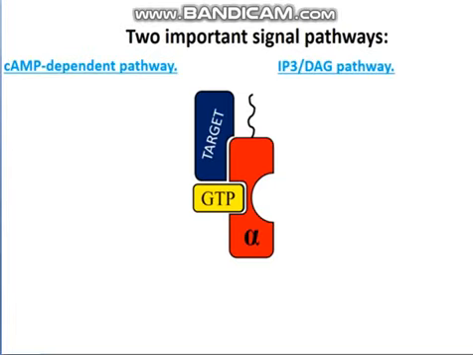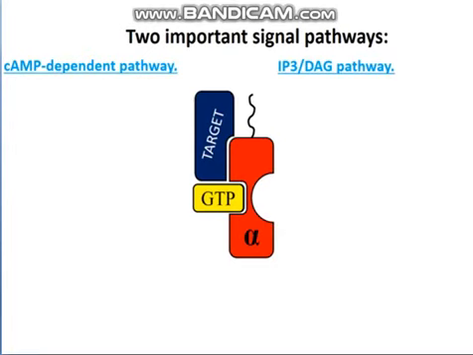So two important signal pathways. One is the cAMP, cyclic AMP. ATP, adenosine triphosphate, then adenosine diphosphate, ADP, and then adenosine monophosphate. This is the youngest sister of ATP. So cAMP stands for cyclic adenosine monophosphate dependent pathway, and the other pathway is the IP3 DAG, inositol triphosphate and diacylglycerol pathway. So these two pathways are involved with the G protein coupled receptors.